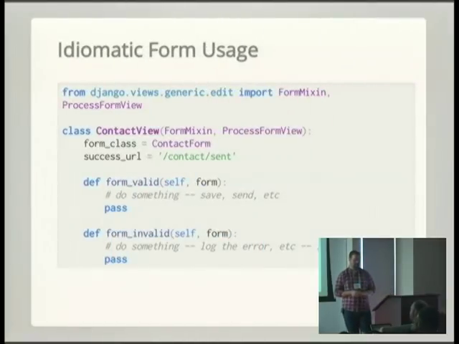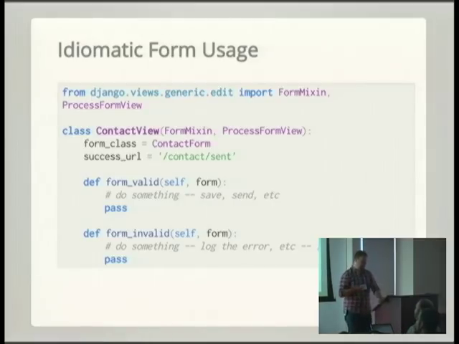I mentioned this earlier in terms of class-based views. Django's default form processing flow looks like this. You do an HTTP GET, you get a page of the form. You submit to the POST, and if it's valid, you send a redirect to the GET success page. Otherwise, if it's invalid, you render it with the errors in place.